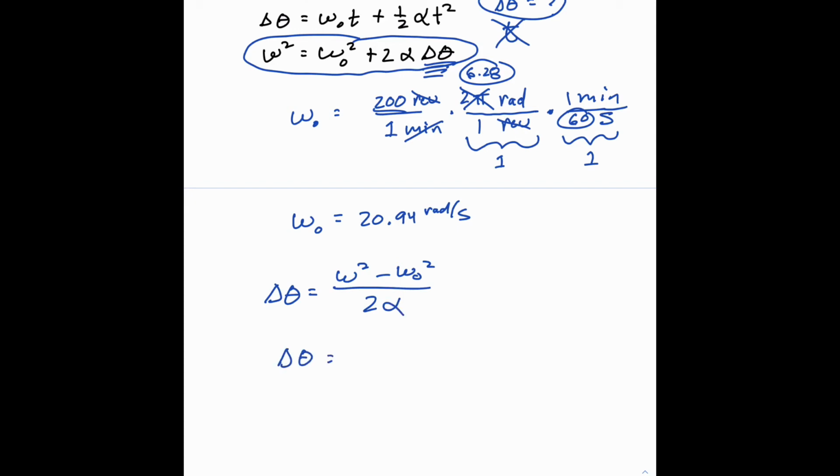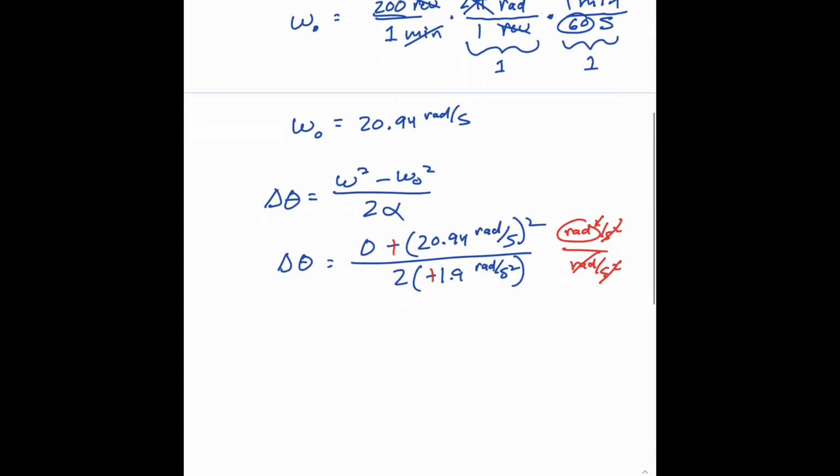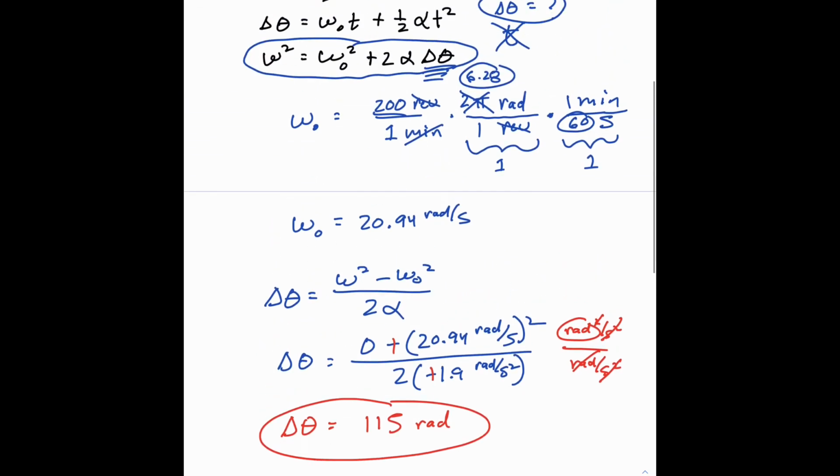If we plug in the given values, this becomes 0 minus 20.94 radians per second quantity squared divided by 2 times negative 1.9 radians per second squared. The negatives cancel out. Let's check the units. We're going to have radians squared over seconds squared divided by radians per second squared. This looks right. It leaves us with radians as the answer. If you grab your calculators and try to find the numerical portion of the solution, I think you'll get 115 radians. Although I'm not sure I should circle that as the final answer.